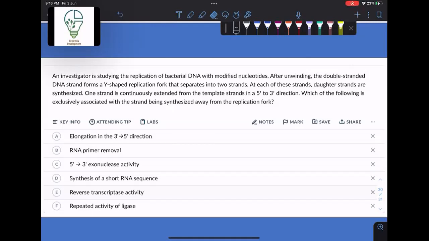How many questions are left? We just have one more after this, and then we'll move on to the next lecture. It's the lagging strand, yeah.